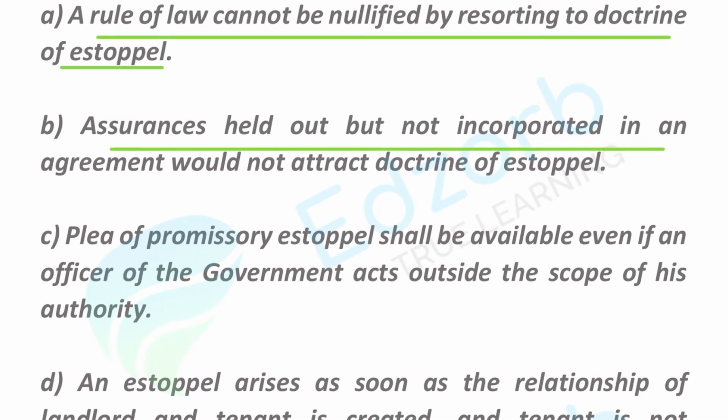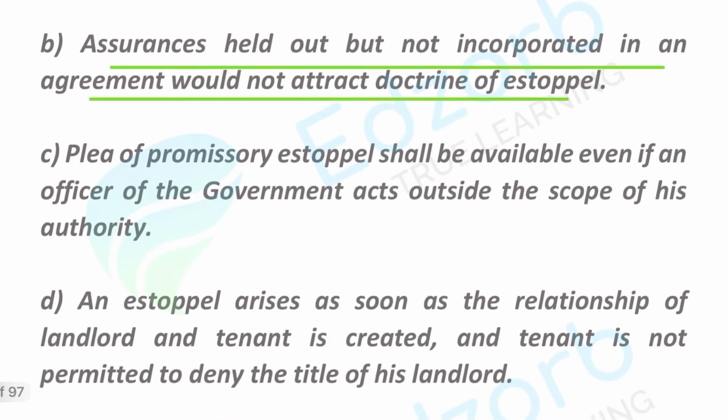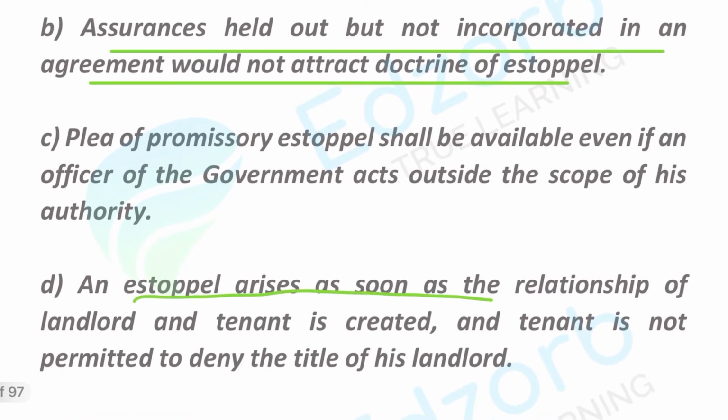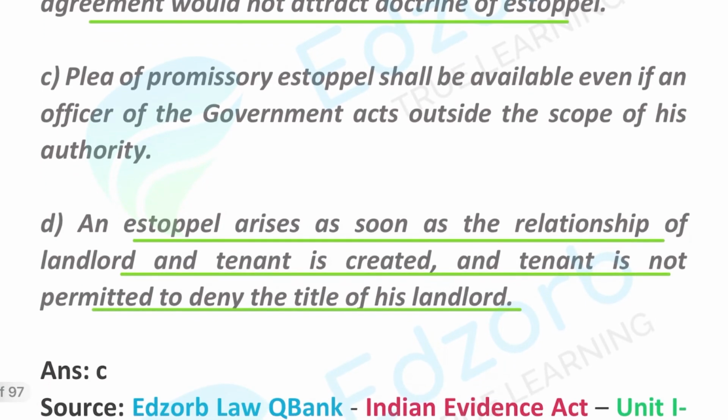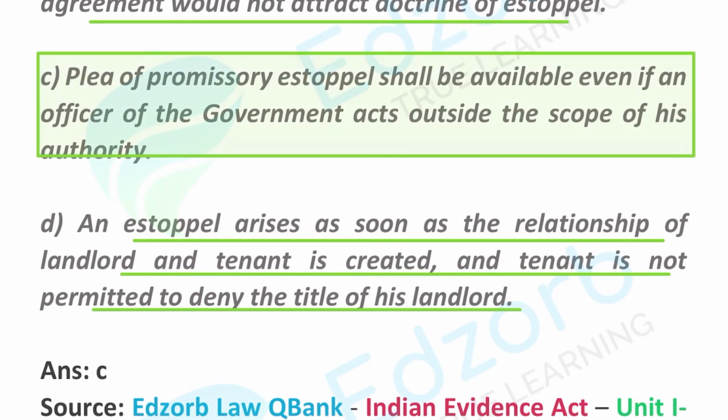Yes, assurances held out but not incorporated in an agreement would not attract the doctrine of estoppel, certainly because they did not form part of the agreement. Now, an estoppel arises as soon as the relationship of the landlord and tenant is created. Yes, after this, the tenant cannot deny the title of the landlord. So C is the correct answer over here.